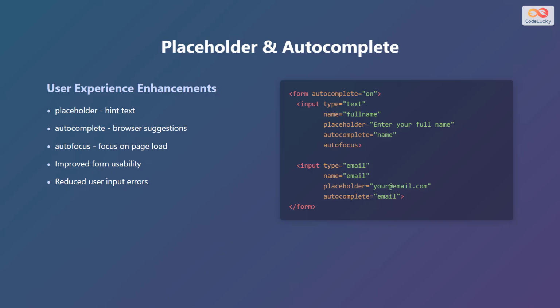Here is an example. The form has autocomplete turned on. The first input is of type text and named full name. It includes a placeholder attribute and the autocomplete is set to name and autofocus is enabled. The second input is of type email, named email, with the placeholder and autocomplete set to email.